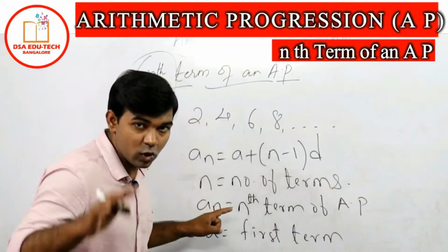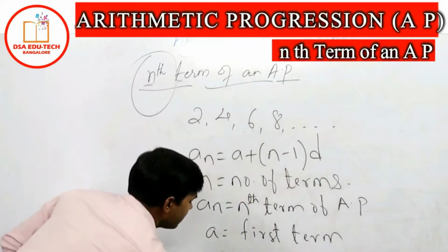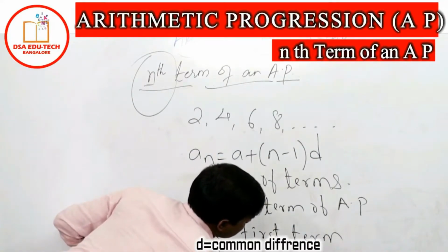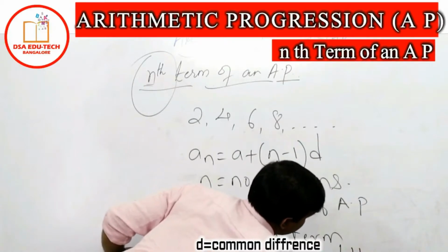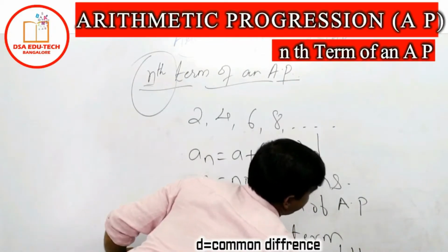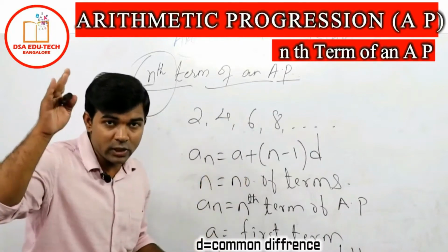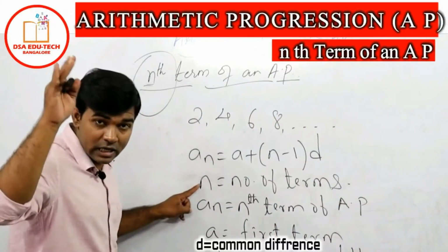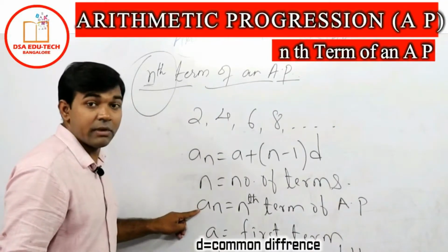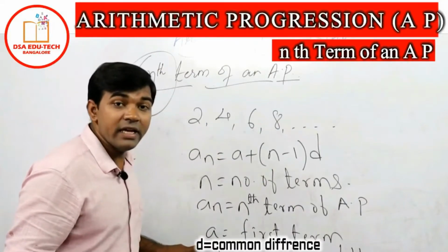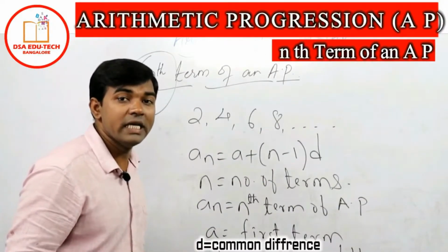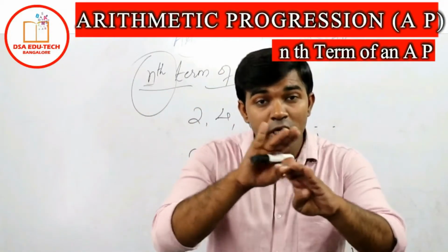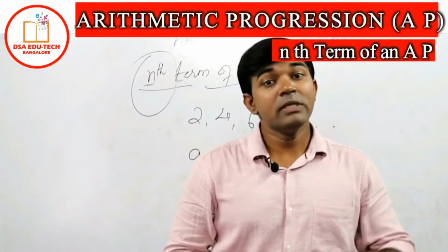n we have already told. Cool enough? d is nothing but the common difference. So this is the formula to calculate the nth term of an AP, where n is the number of terms, an is the nth term of an AP, a is the first term, and d is the common difference. So in order to understand this to the next extent, let me take a problem, then you'll understand better.